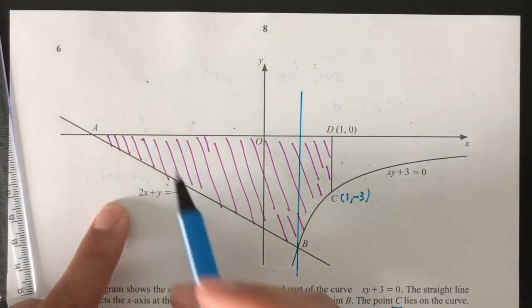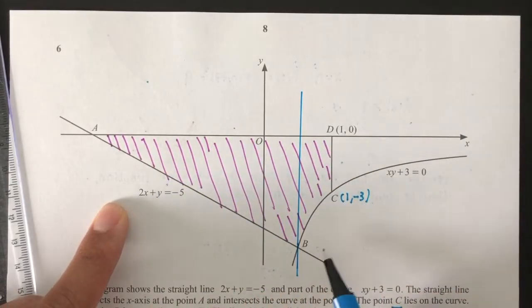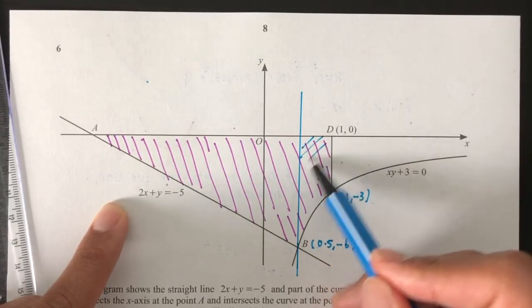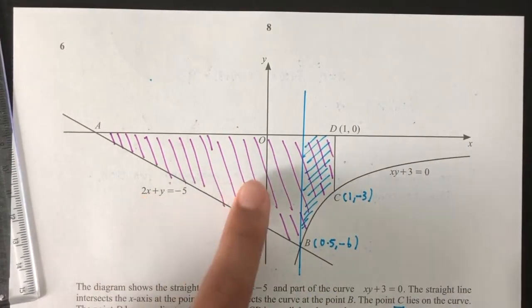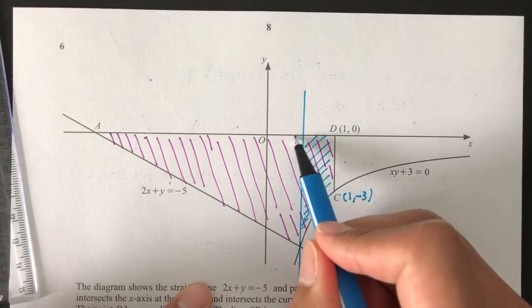That will be the area of this side and the area of this side. This is B. B, as we have found, is 0.5 and minus 6. So we have two areas: one is this area and one is this area. This will be the area of a triangle, as you can see, pretty easy.